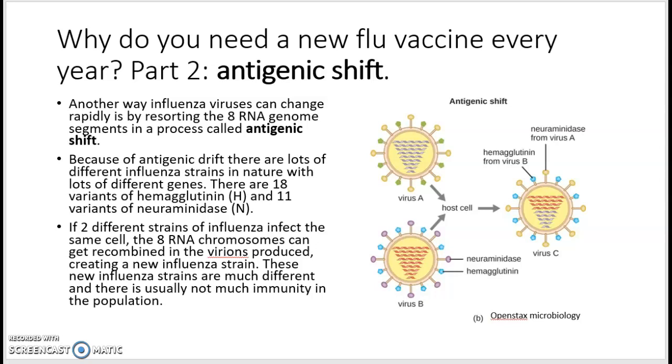So if those two influenza strains infect the same cell, those 8 RNA chromosomes can get recombined to create an entirely new virus, one that has a mixture of the two viruses that infected the host cell. This can create a dramatic change in those H and N proteins, creating a new virus that people don't have much existing immunity to at all.